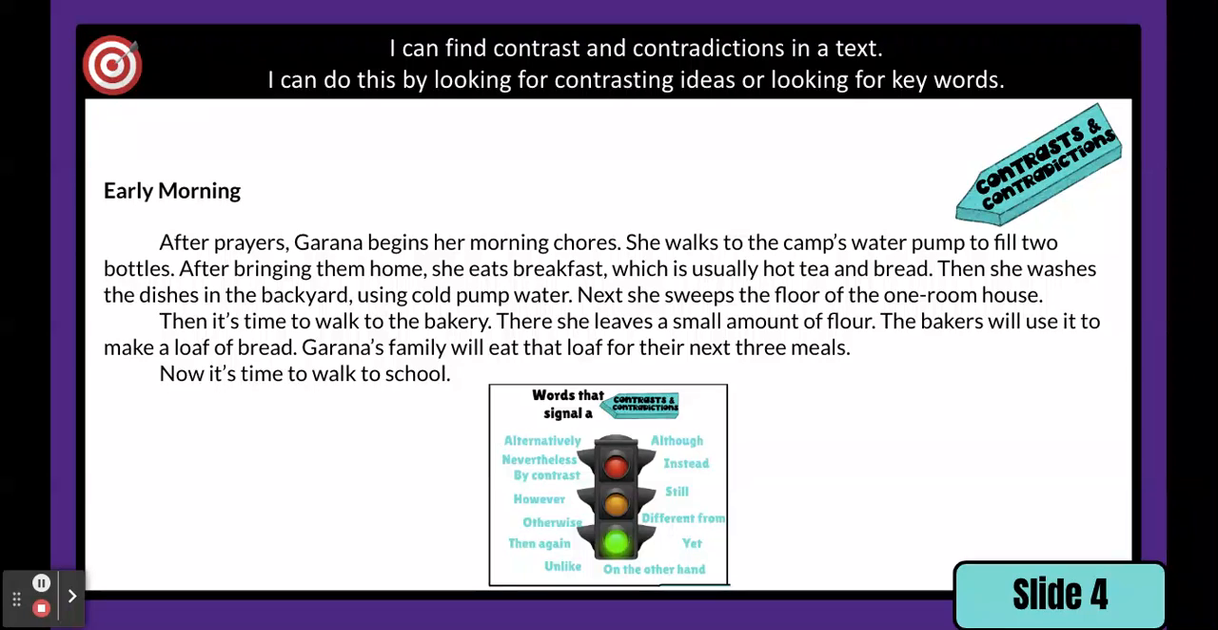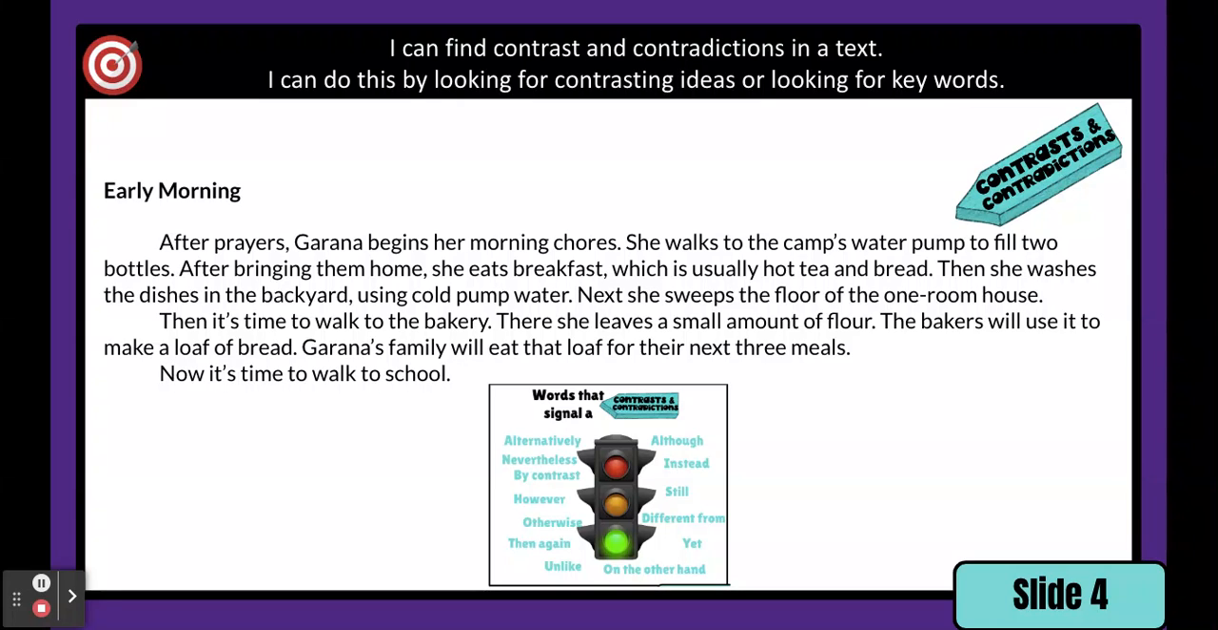Early morning. After prayers, Garana begins her morning chores. She walks to the camp's water pump to fill 2 bottles. After bringing them home, she eats breakfast, which is usually hot tea and bread. Then she washes the dishes in the backyard using cold pump water. Next, she sweeps the floor of the one-room house. Then it's time to walk to the bakery.